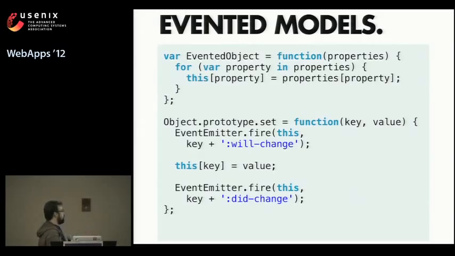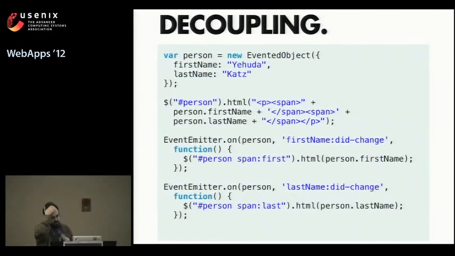So we make a really simple evented object. An evented object is basically a function. It takes a property hash, copies the properties over. And then on set, it calls two events. We're imagining that there's an event emitter that has a fire on it. So whenever you set a property, it fires an event called will change, sets the property, and then fires an event called did change on that key. And why this is useful is, let's make a new person, myself, and then we'll take the person and put it in the DOM.